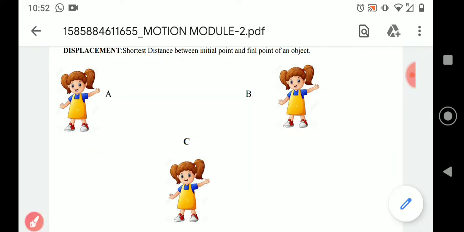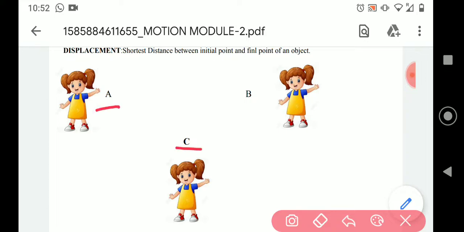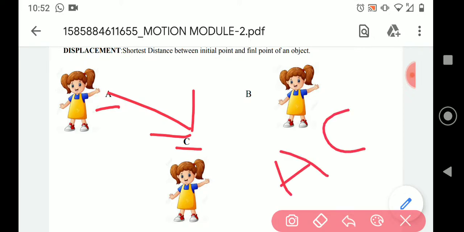What is the displacement of the girl? Displacement is the minimum distance between initial position and final position. So this is the minimum distance, AC. So what is the displacement of the girl? AC.